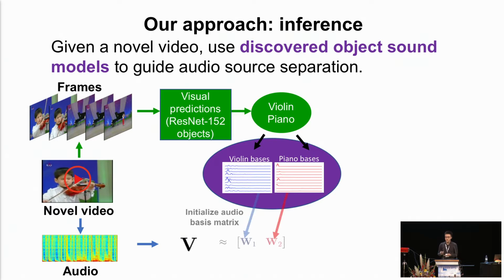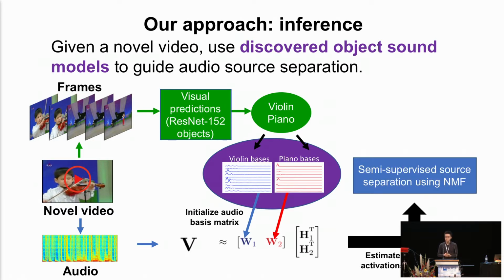Specifically, we initialize the audio basis matrix with the retrieved bases and only estimate the activations. The basis vectors and the learned activation scores from NMF are finally used to separate the sound for each detected object, respectively. In the end, we obtain the separate sound for each detected object.